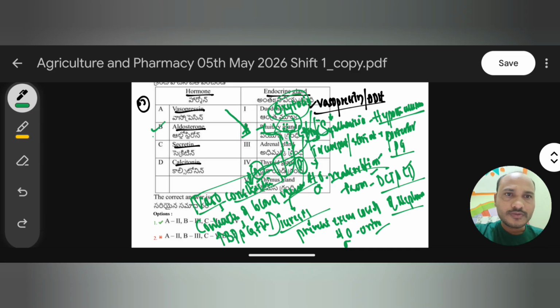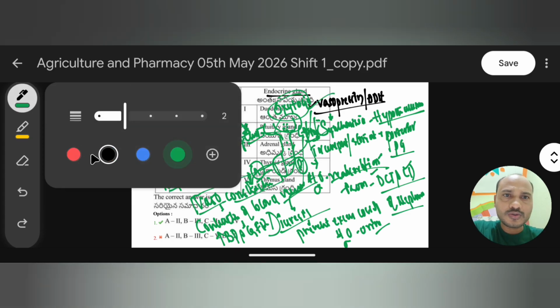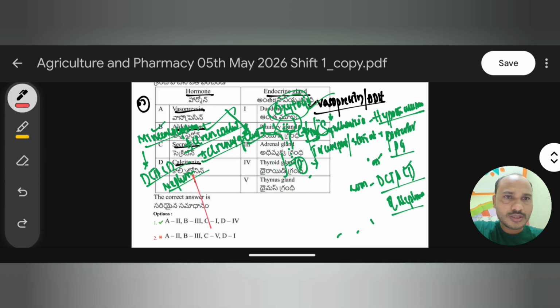Remember. Now coming to aldosterone. Aldosterone is a type of mineralocorticoid hormone synthesized from the adrenal cortex of the adrenal gland. The main target site is the DCT and collecting tubule of the nephron only. So they target only the DCT and collecting tubule like vasopressin, but they play an important role.